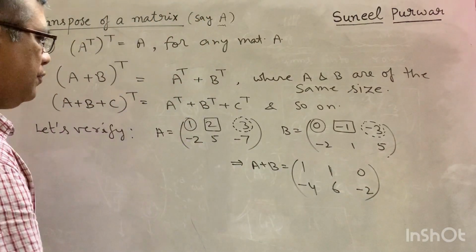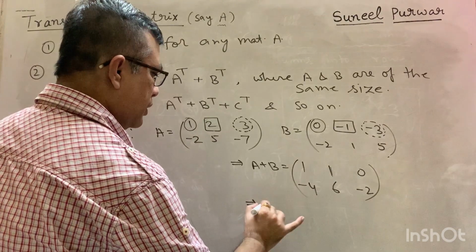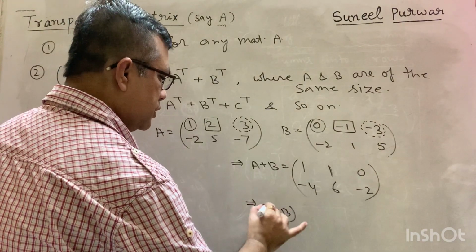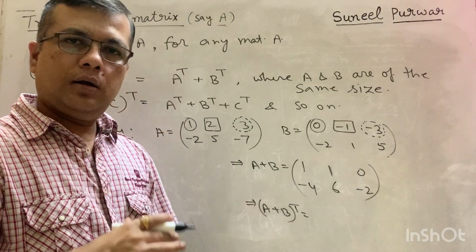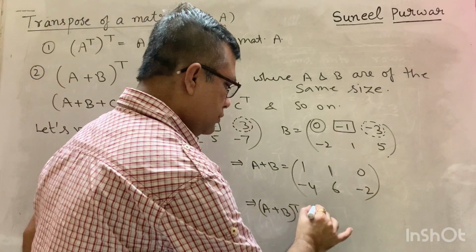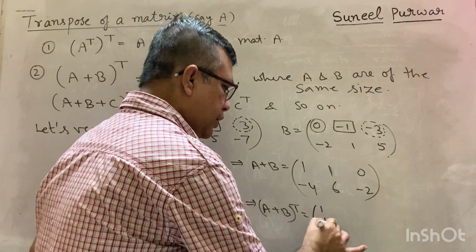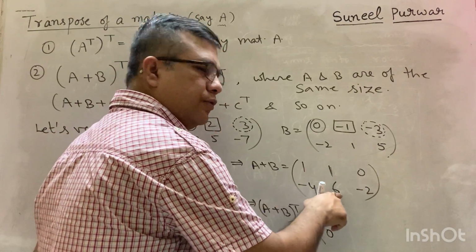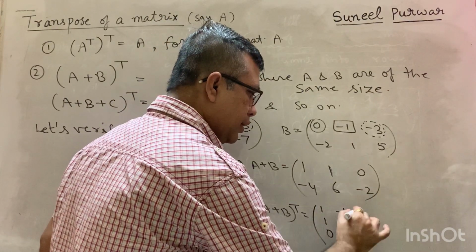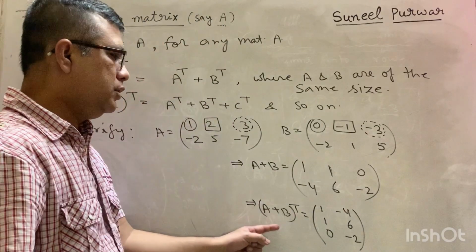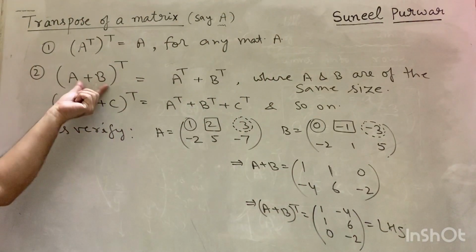Okay. Now, if I ask you the transpose of this, okay. So this implies A plus B transpose. क्या करना है ट्रांसपोज फाइंड करने के लिए? कन्वर्ट रोज इनटू कॉलम्स. So here we go. First row 1 1 0, that will be written as column. Then minus 4 6 and minus 2 will be written as column. Okay, so this is your LHS, transpose of A plus B.